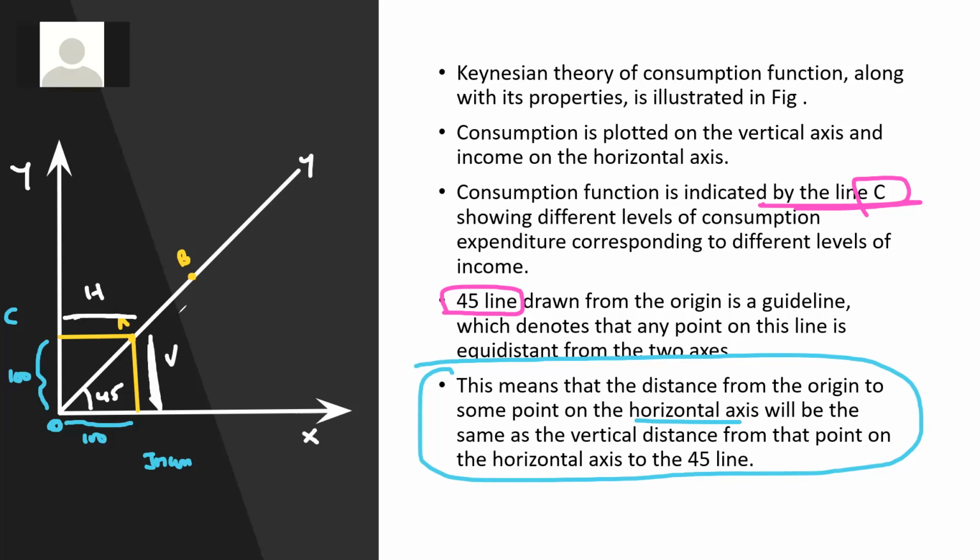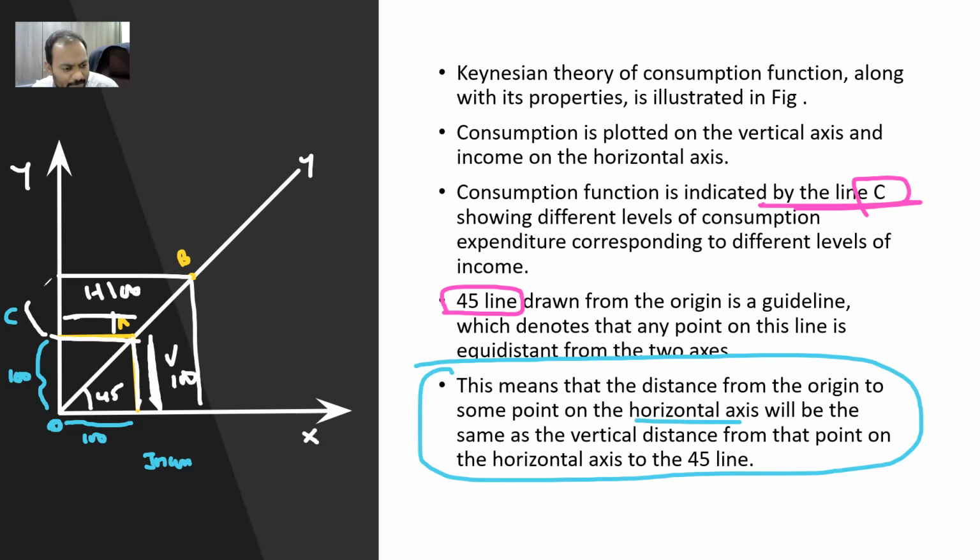Vertical. So any point that you take on a 45-degree line, the change in X and change in Y will be equal. For example, this line is 100 and this line also is 100. So you can measure income on both sides, horizontally or vertically. A 45-degree line shows an equal change.